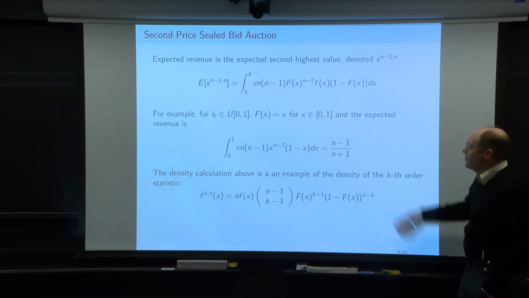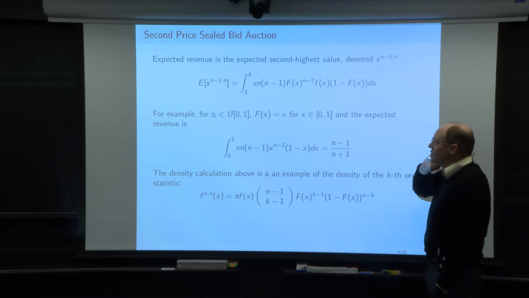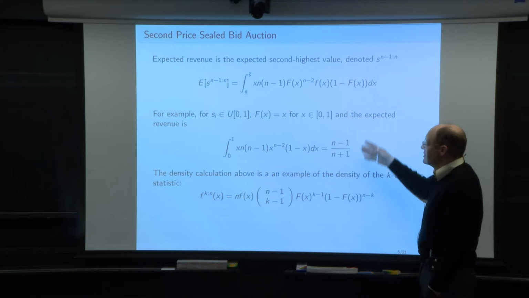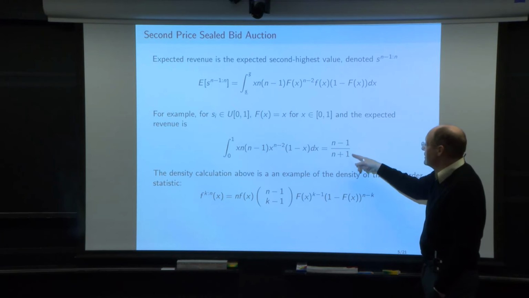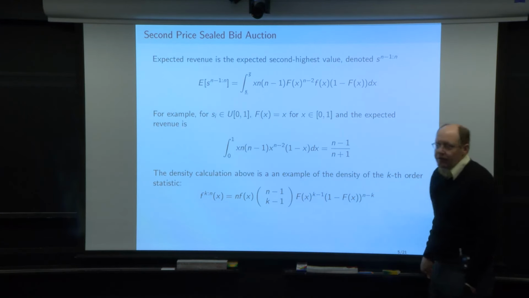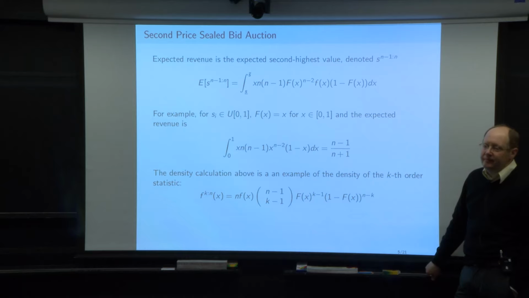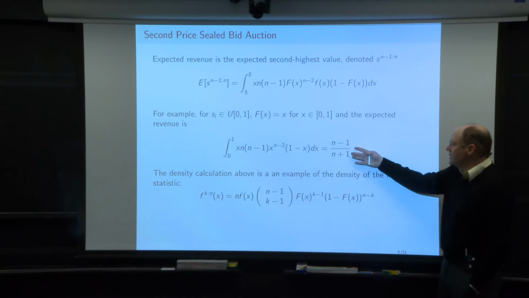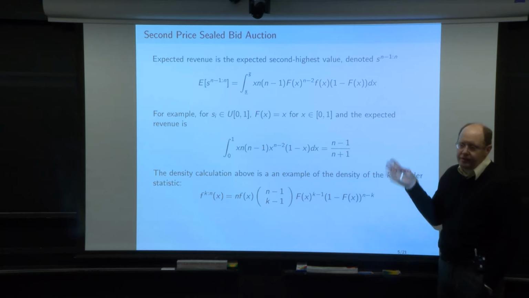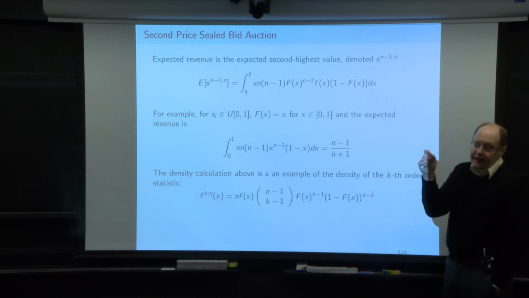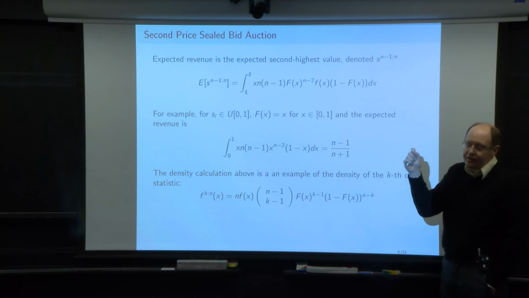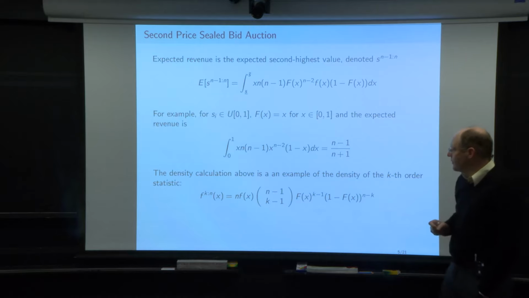And so the expected second highest value is just the integral of x times that density. Just as an example, I do this for the uniform distribution, and this says that an auction with n bidders raises (n minus 1) over (n plus 1) as revenue. So the revenue from a second price sealed bid auction goes to 1 as the number of bidders goes to infinity, because the second highest value is almost the first value, which is almost the top anyway.